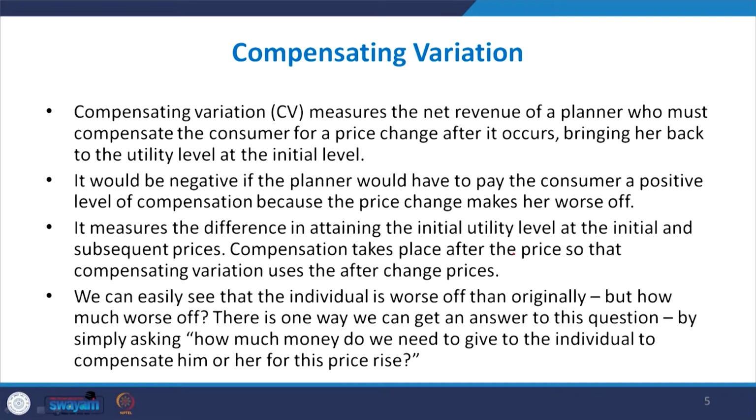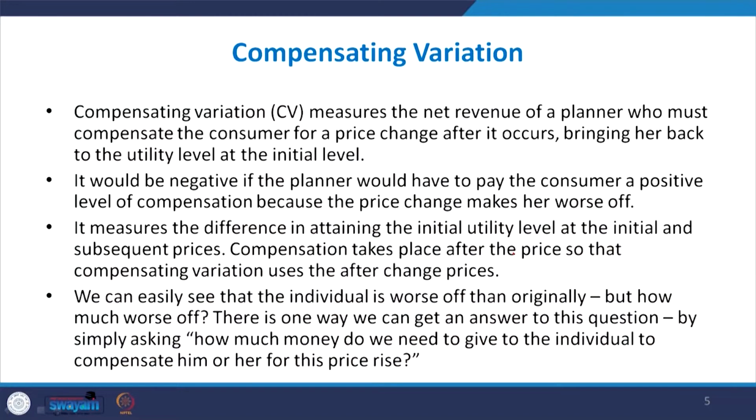It measures the difference in attaining the initial utility level at the initial and subsequent prices. Compensation takes place after the price change, so the compensated variation uses prices after the change. We can easily see that the individual is worse off than the original, but how much worse off? When the price of the product increases in the market, the consumer is not able to maintain the same level of utility and becomes worse off. Now, the issue is how much worse off? This can be assessed on the basis of compensated variation.